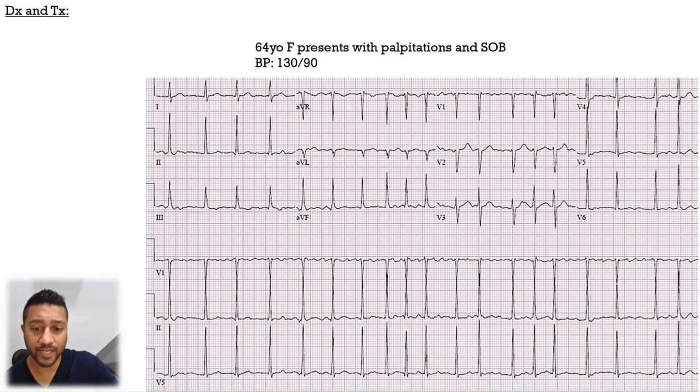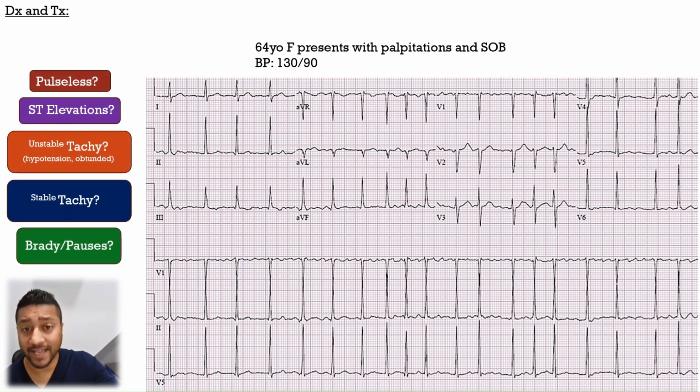All right, in this next one here, we have a 64-year-old female who's presenting with palpitations and shortness of breath and has a blood pressure of 130 over 90. So again, I'm asking myself one of those categories: is it pulselessness? Is it ST elevations? Is the patient tachycardic? Or are they bradycardic? So certainly they're alive, so they're not pulseless.